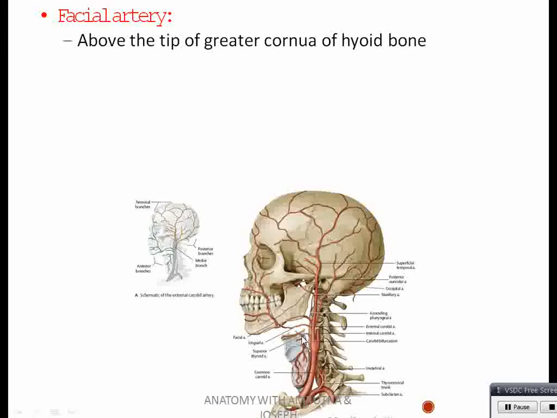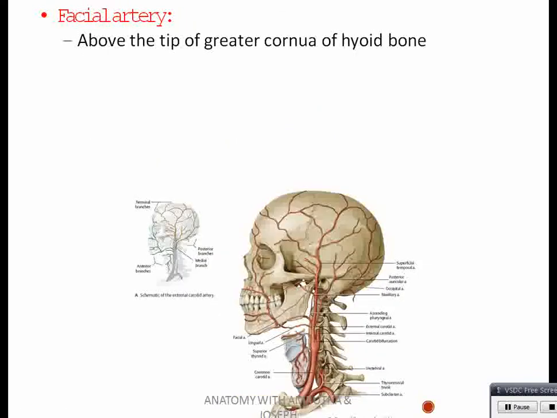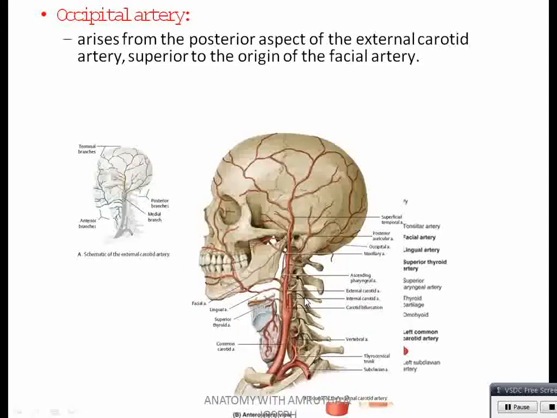So there are three arteries: the superior thyroid artery, originating below the greater cornua of the hyoid bone; the lingual artery, at the level of the greater cornua; and much above that, the facial artery originates. The facial artery is meant to supply the face. Now, all these arteries we mentioned, superior thyroid, lingual and facial, arise from the anterior aspect of the external carotid artery, whereas the occipital artery arises from the posterior aspect.